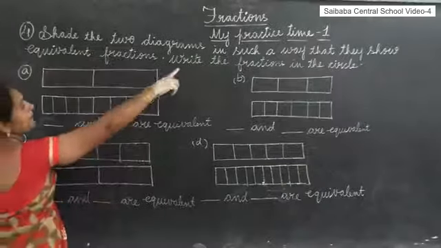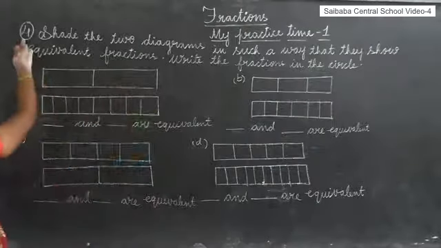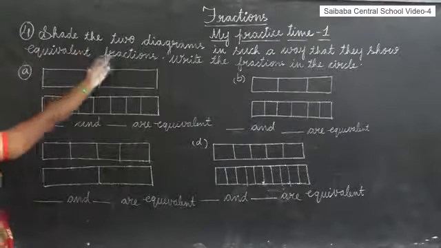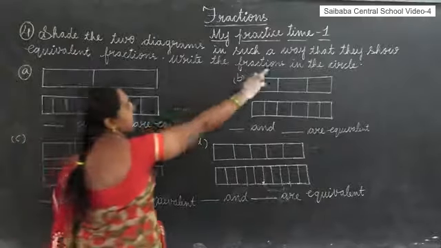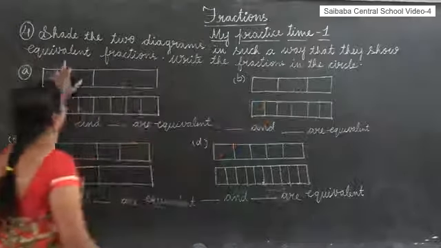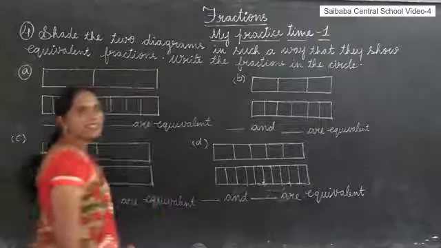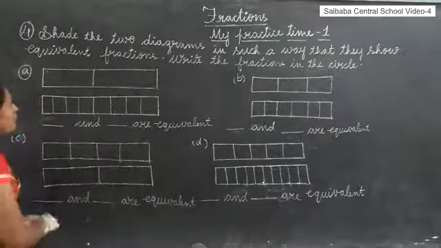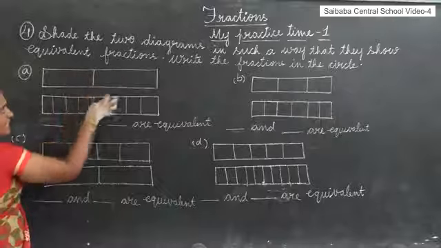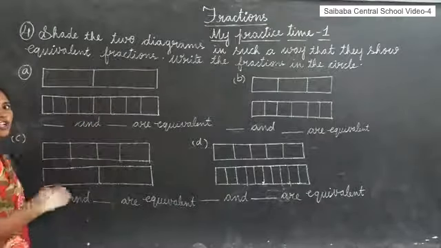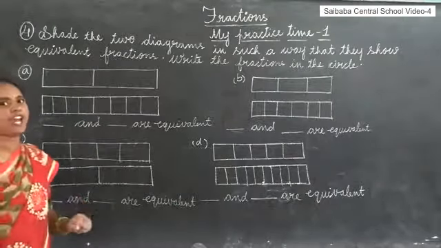Children, in my practice time 1, observe this fourth question. Shade the two diagrams in such a way that they show equivalent fractions. Write the fractions in the circle. We have to shade these diagrams in such a way to show equivalent fractions.